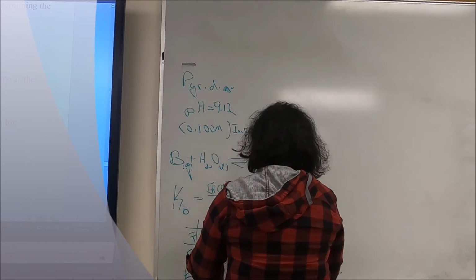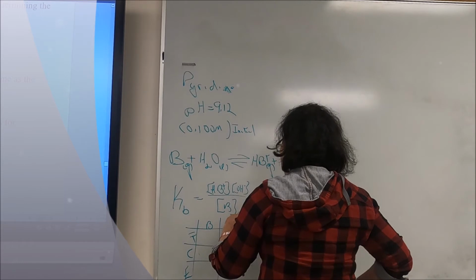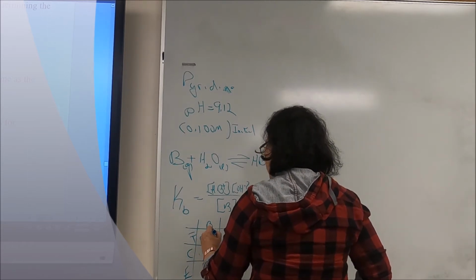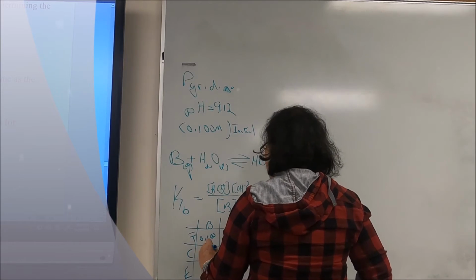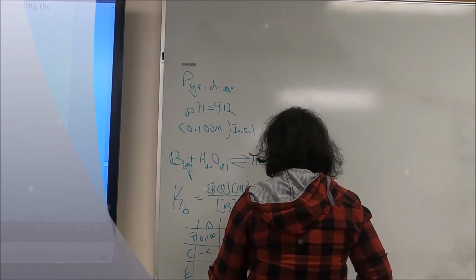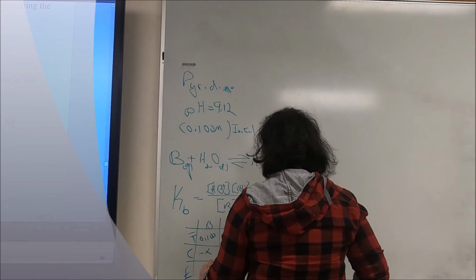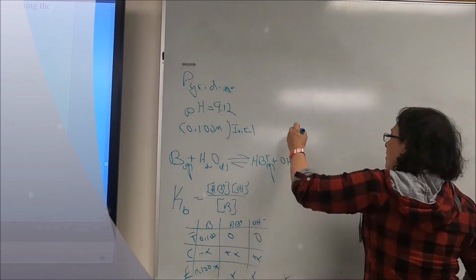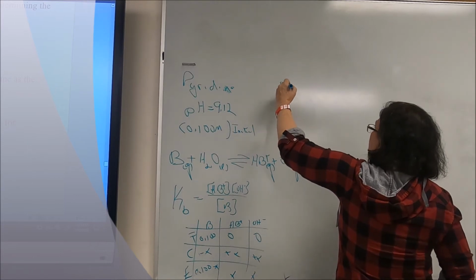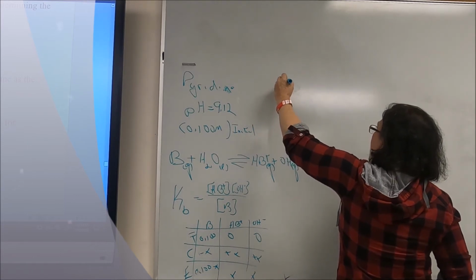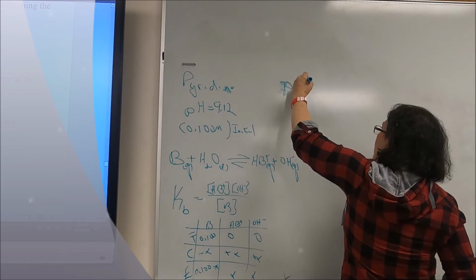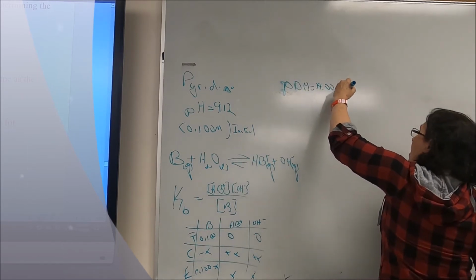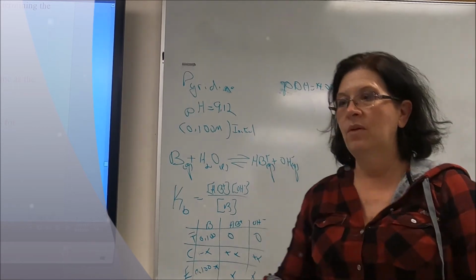Do my ICE chart. Okay, this is 0.100 minus x, plus x, plus x, x, and 0.100 minus x. Okay, now I'm going to start out by getting pOH. That's going to be 14.00 minus 9.12.